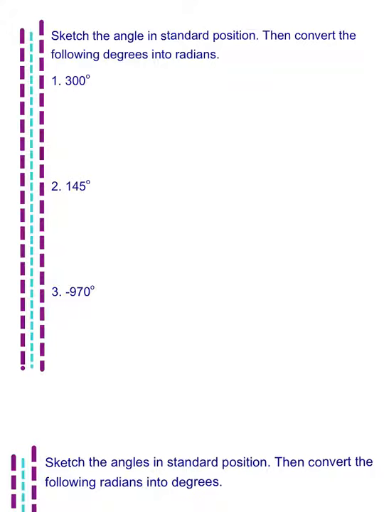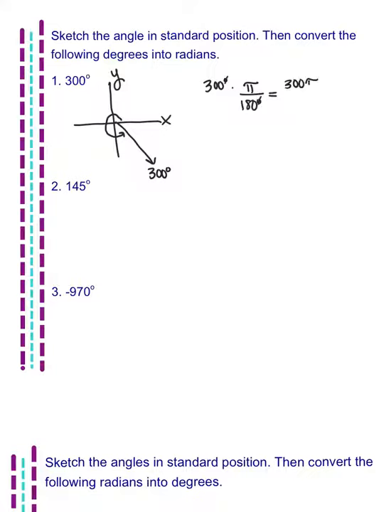All right, so in the first one we have 300 degrees. So let's go ahead and sketch 300 degrees. 300 is going to be past 270, but not quite to 360. So here is 300 degrees. Now if I convert this into radians, I'll take 300 degrees and multiply by pi over 180 degrees. Seeing my degrees will cancel, leaving me with 300 pi over 180. That's understood to be over 1.